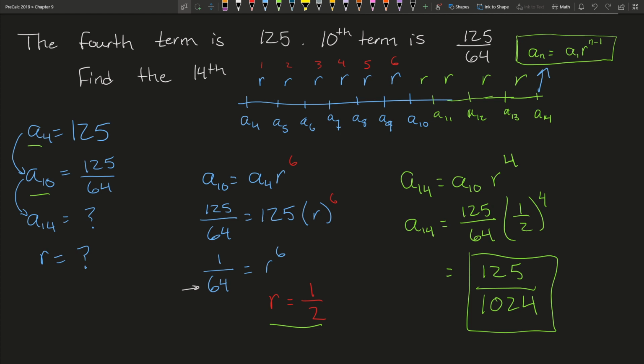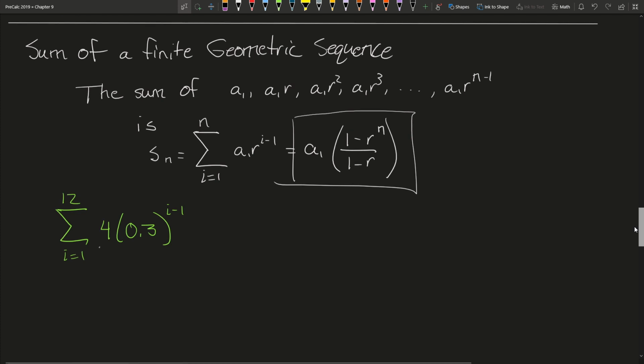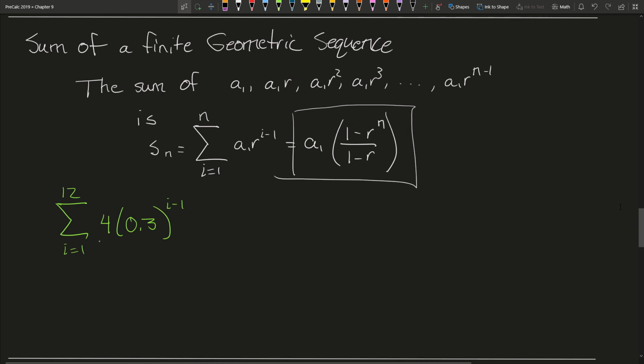All right, and then we'll move into what your homework is actually going to look like, which is going to be this, very basically. We're actually going to be finding the sums for our homework. The sum of a finite geometric sequence is given by your boxed equation in white. The sum of any finite geometric sequence is going to be your first term times 1 minus your ratio to the nth power over 1 minus r.